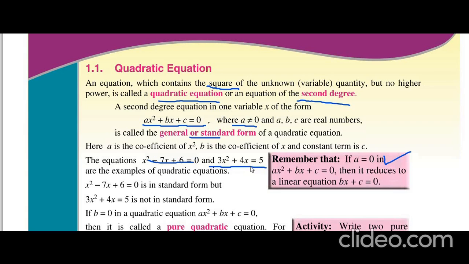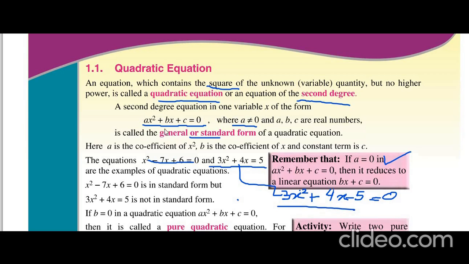If we convert this equation to the standard form, then this becomes 3x square plus 4x minus 5 equals to 0. Now this is a quadratic equation which is in standard form. So x square minus 7x plus 6 equals to 0 is in standard form, but 3x square plus 4x equals to 5 is not in standard form. This is the standard form of that equation.